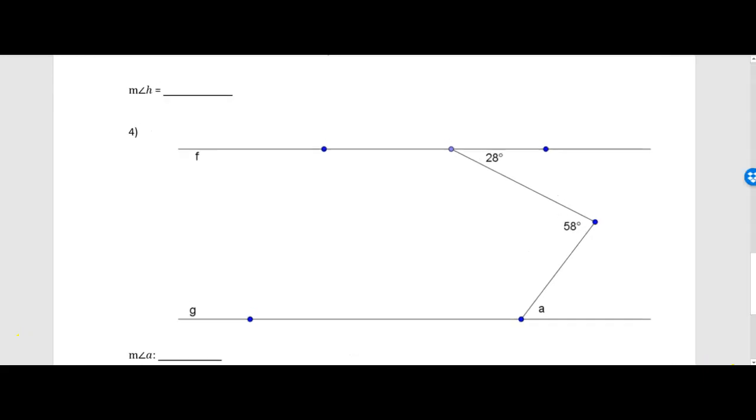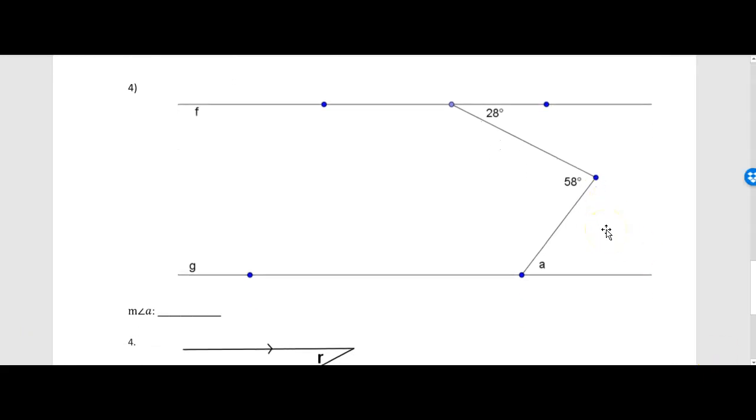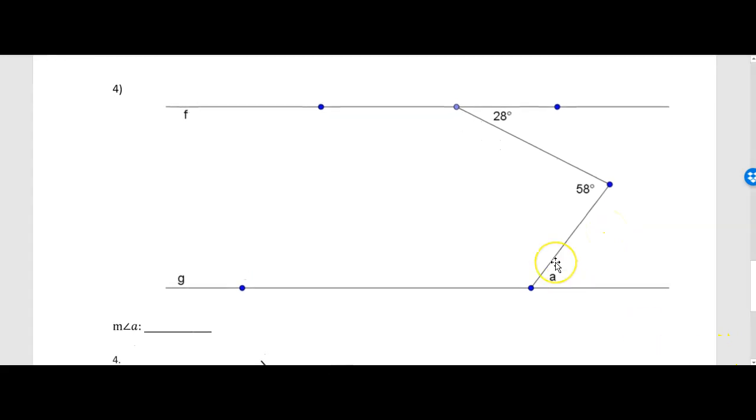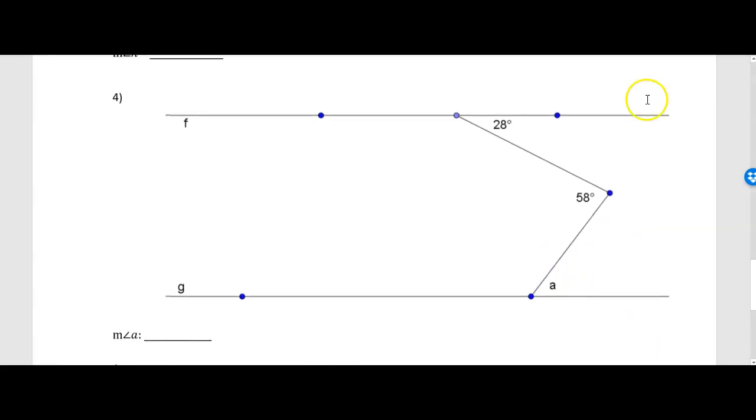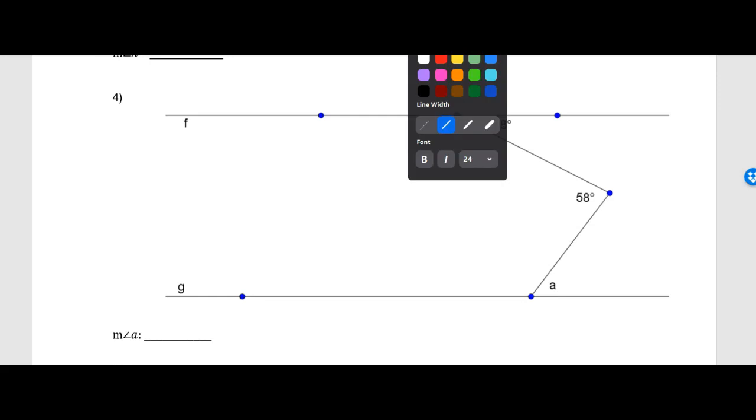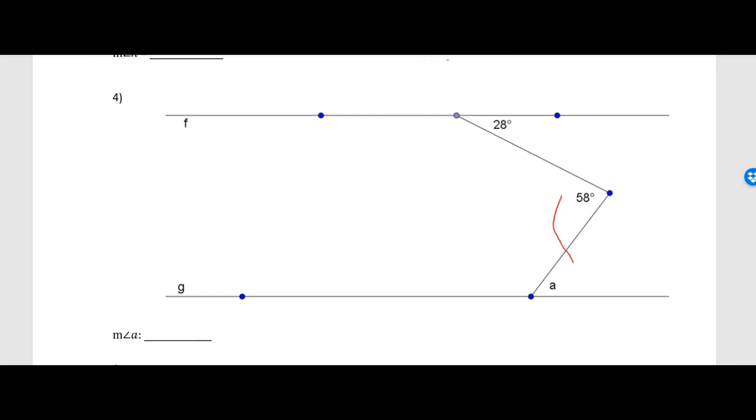All right, we're going to make this a little bit bigger. Our goal in number 4 is to find the measurement of angle A. So we see angle A here down at the bottom. Now, it's possible that the first thing you thought of was, well, I see angle 58 and I see angle A. Maybe those are alternate interior, right? They seem to be on opposite sides of the transversal, and they are both inside the parallel lines.